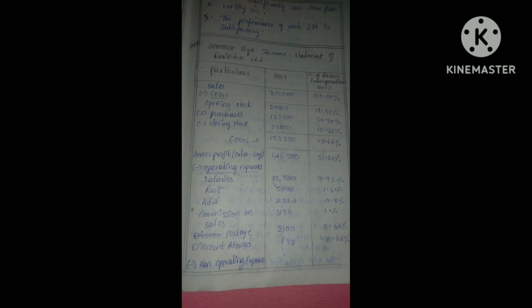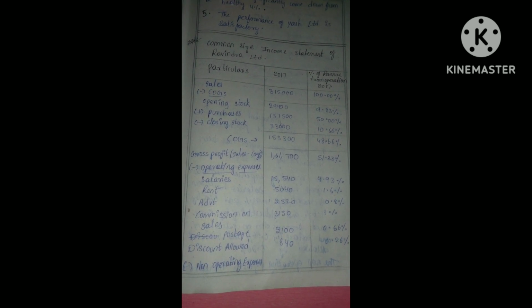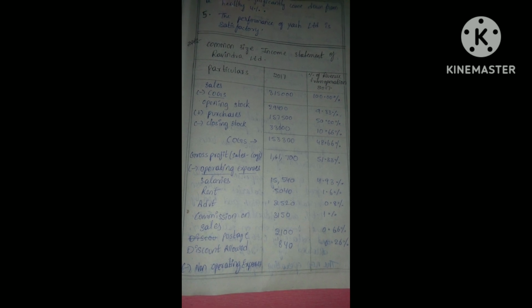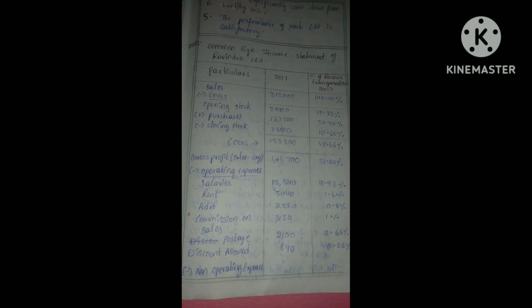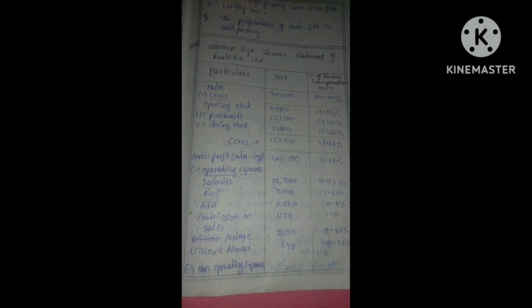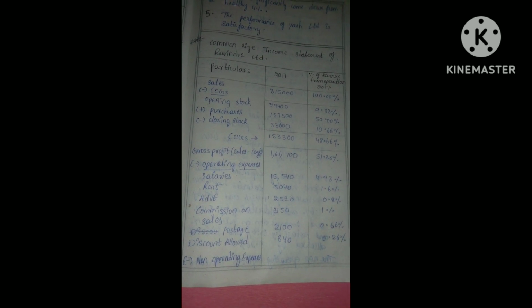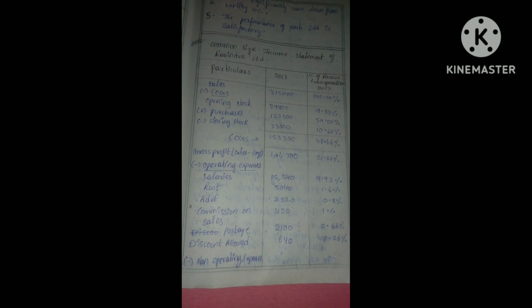So first take down the sales value of 2017, that is 3,15,000. Now we need to find out percentage of revenue from operations of 2017 year. So divide 3,15,000 divided by 3,15,000 into 100. So we will get 100%. Next we need to subtract cost of goods sold. In cost of goods sold we have opening stock, purchases and closing stock. So opening stock value is 29,400. So divide it with sales and multiply with 100. So 29,400 divided by 3,15,000 into 100, we will get 9.33%.